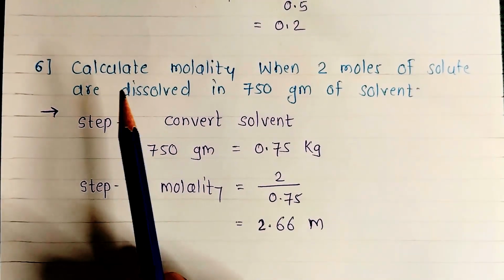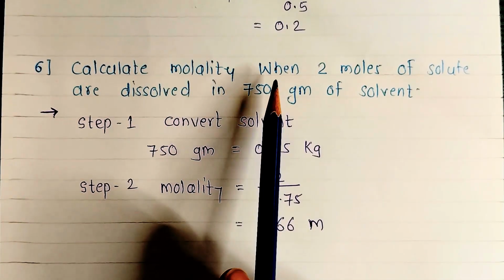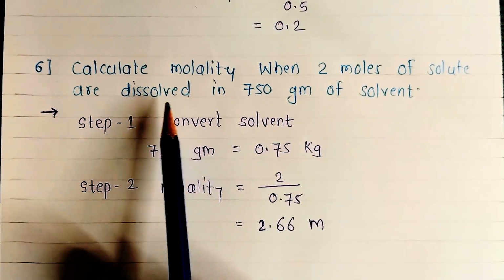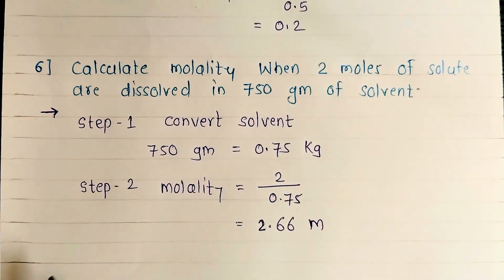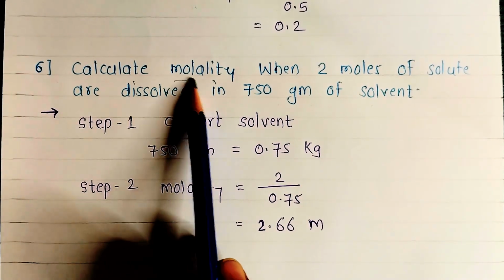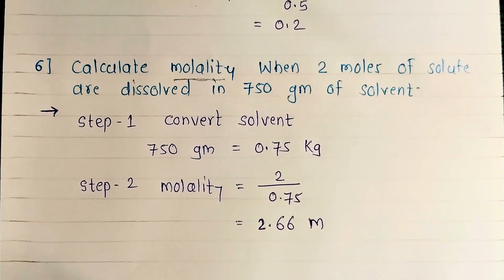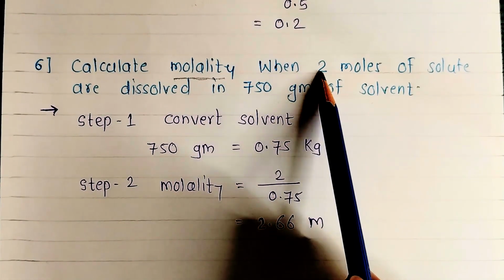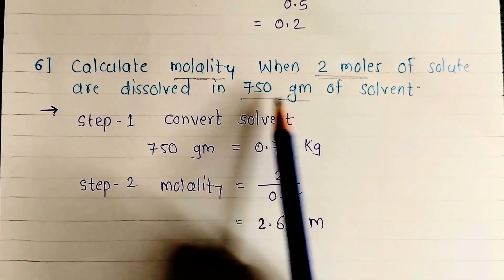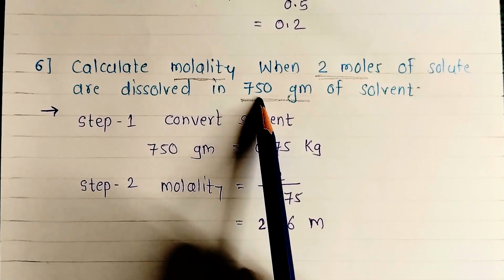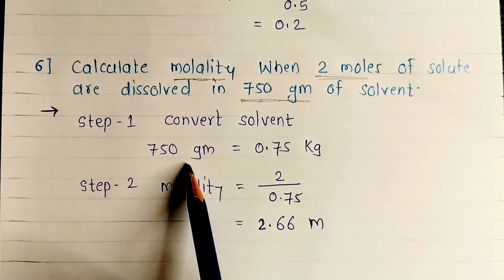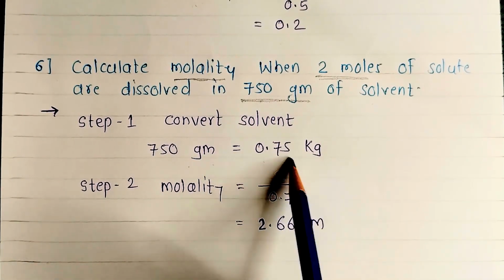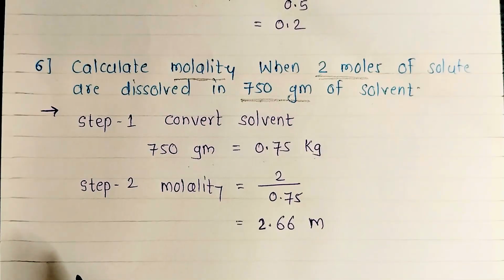Now we solve another example. Calculate molality when 2 moles of solute are dissolved in 750 grams of solvent. Here we have to calculate the molality. Molality means moles upon mass of solvent in kilograms. Moles is given, but mass of solvent in kilograms is not given. It is in grams. So we convert 750 gram into kilogram, means 0.75 kilogram.